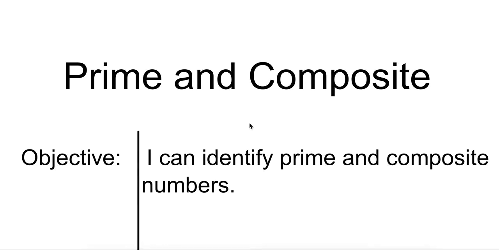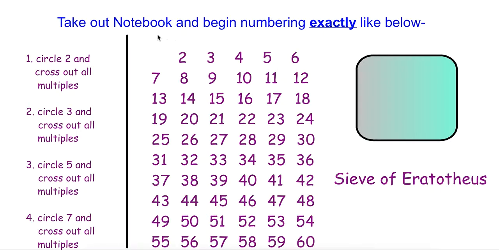And composite. I can identify prime and composite numbers. So I want you to take out your notebook and draw that line down. You do not have to write any of this, but in your notebook, you'll notice I skipped the number 1, but I want you to write 2, 3, 4, 5, and 6, and then start a new line, 7, 8, 9, 10, all the way to 60. So stop the video now so you can number your notebook.